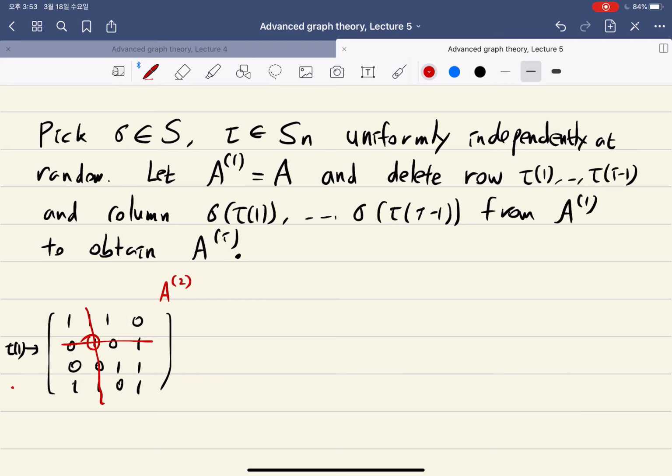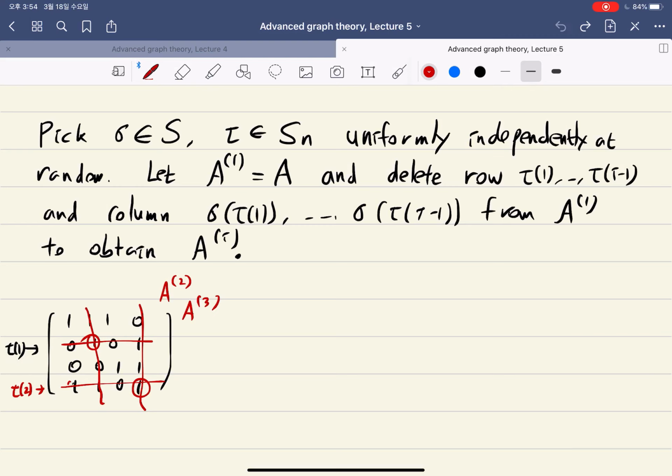And then you repeat. You take tau(2), a random row, and then according to that row, you choose one column, and then you delete that. Then the remaining one is A_3. Then you repeat. So you can consider this as choosing one by one, tau(1) first, and then sigma(tau(1)), tau(2), sigma(tau(2)). You can consider it that way, or you can consider that tau and sigma are pre-selected at the beginning with a certain probability distribution.